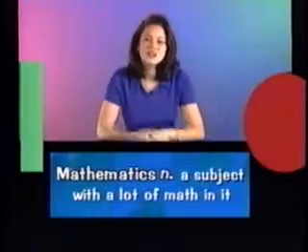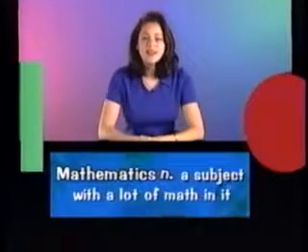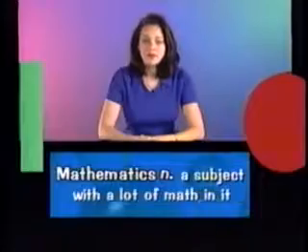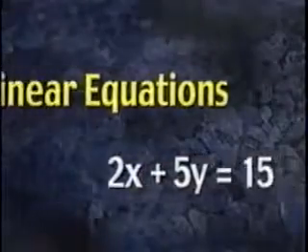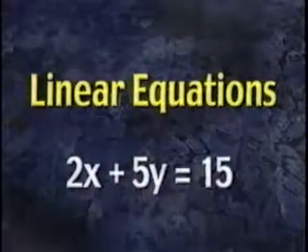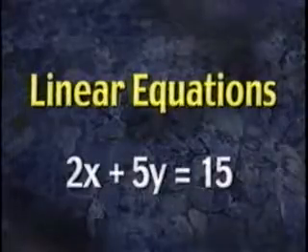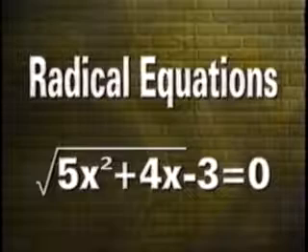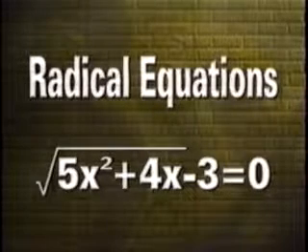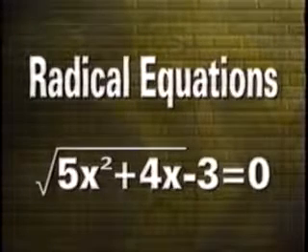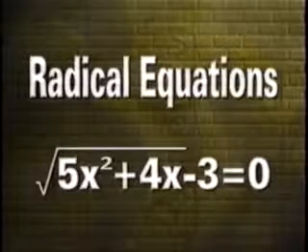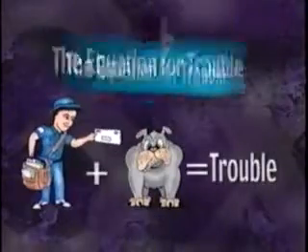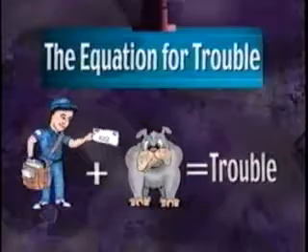To really understand what a differential equation is, we need to look back at some other types of equations from algebra that we're familiar with. First, linear equations, such as 2x plus 5y equals 15. Next, quadratic equations, such as 3x squared plus 5x plus 7 equals 0. Next, radical equations, such as the square root of the quantity 5x squared plus 4x, all minus 3, equals 0. And finally, the equation for trouble, which you see here.